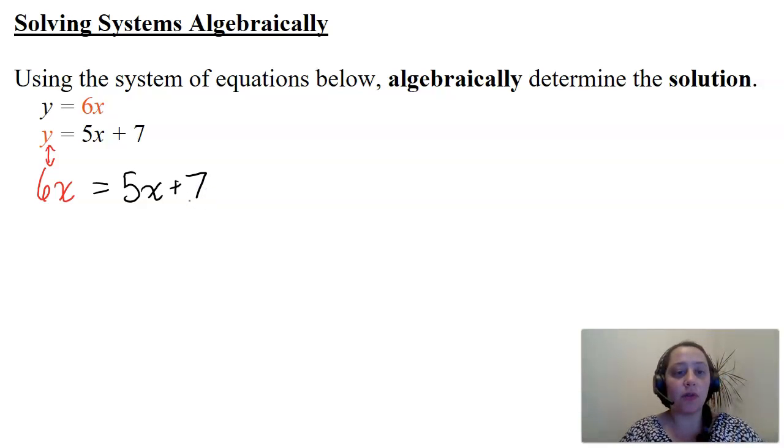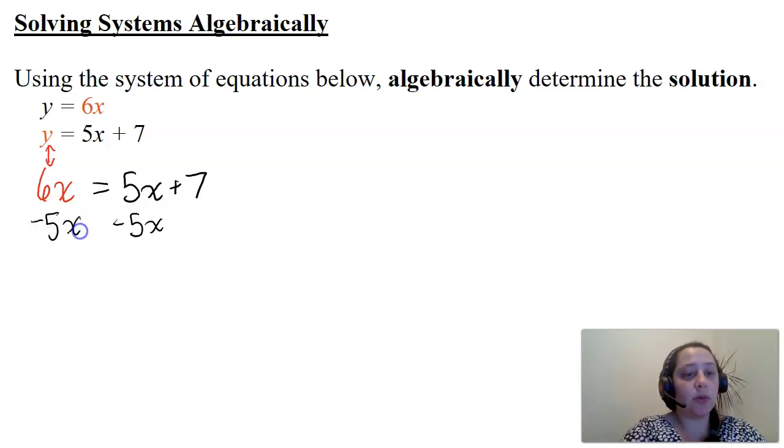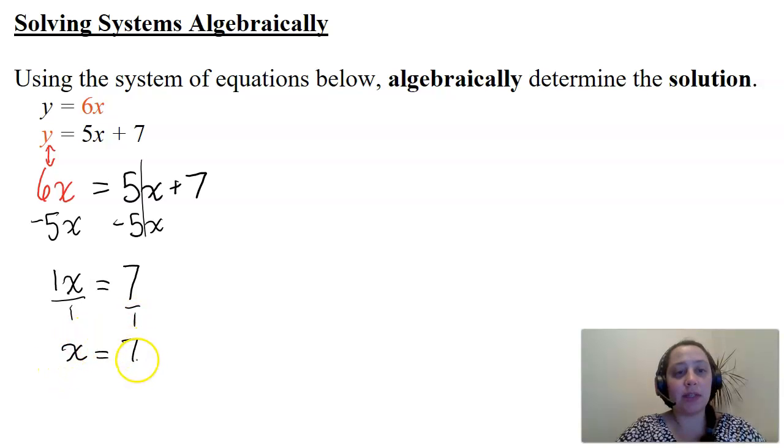Now I need to solve this equation. But we've done this before in a previous unit. We want to get our variables to one side. So I'm going to subtract 5x on both sides, so that all my variables will be on the left. 6x minus 5x is 1x equals, these will cancel, and I have 7. We could divide both sides by 1. I know a lot of people like to do that just to make sure. Or we can just say it will be the same. So x equals 7.